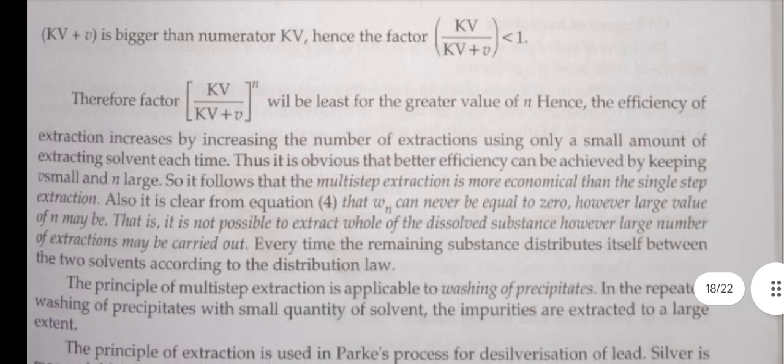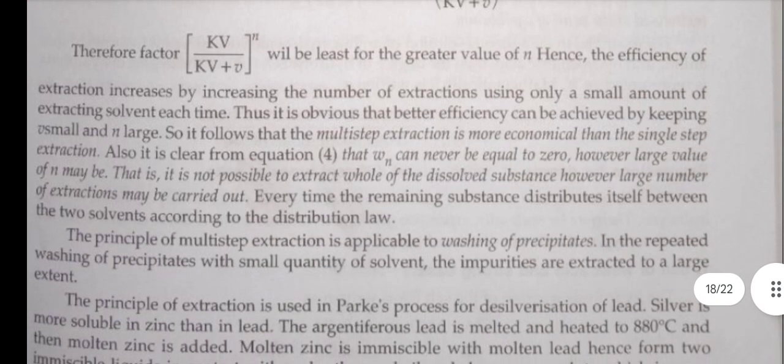Therefore, the factor will be least for the greater value of n. Hence, the efficiency of extraction increases by increasing the number of extractions, using only a small amount of extracting solvent each time. Thus, it is obvious that better efficiency can be achieved by keeping V small and n large. So, it follows that the multi-step extraction is more economical than the single-step extraction.